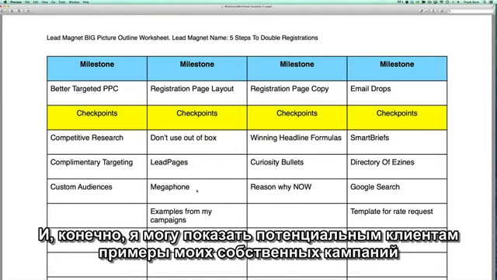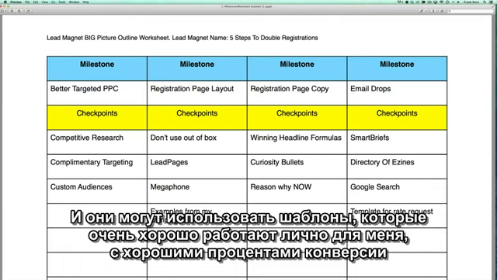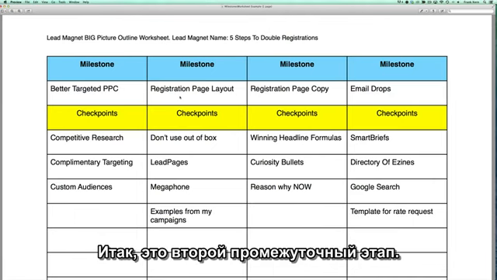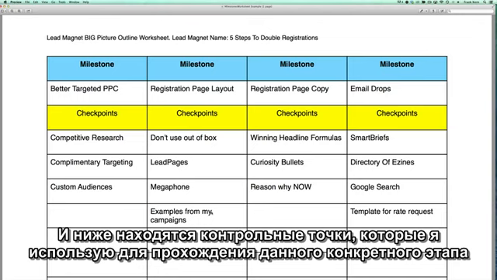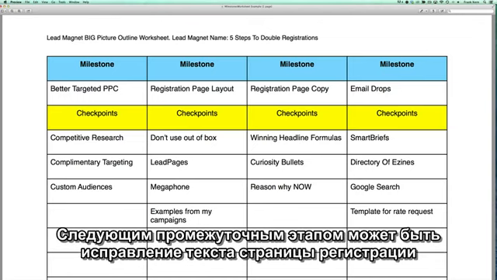And then, of course, I could show this prospect examples from my own campaign. Say, now look, here are some layouts that are really working for me, and here are the conversion rates and so forth. So that's the second milestone. There are the checkpoints that I can use to flesh out the content for this particular milestone. See where we're getting here? And our next milestone would be him fixing his registration page copy. So how can I flesh that out?